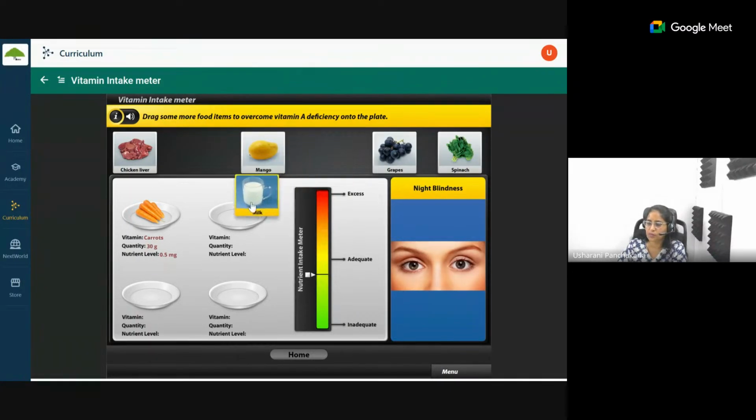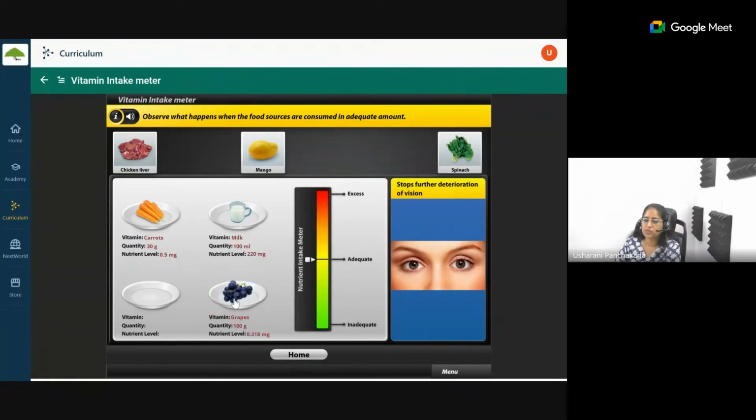Now let us drop some more items, and you can observe what happens. When the food sources are consumed, 0.5 plus an additional 220 amount, it has come to 0.7. So still you can add a few more so that it reaches the 1 gram.